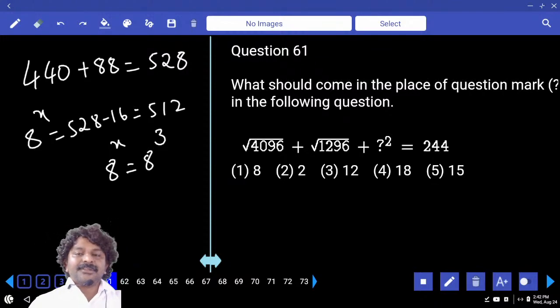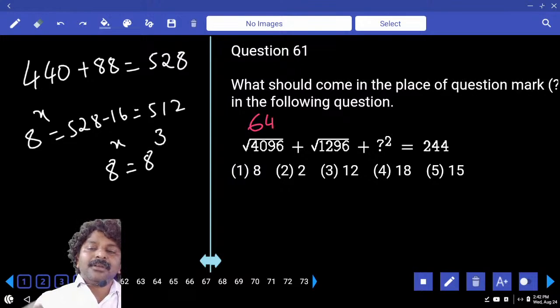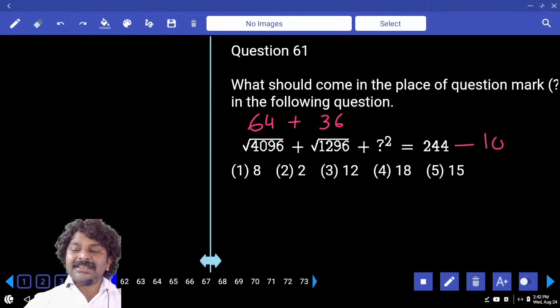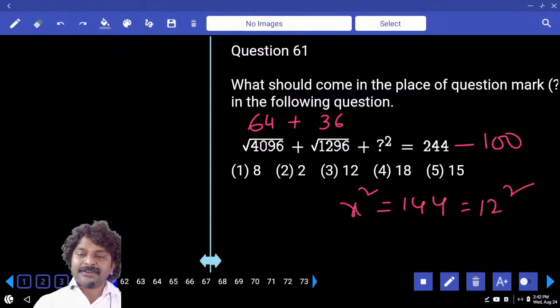4096, 64. Under root of 1296, 36. Sum of these two numbers, 100. If 100 goes to the right hand side, it becomes 244 minus 100, that is 144. 144 is which number square? 12 square.